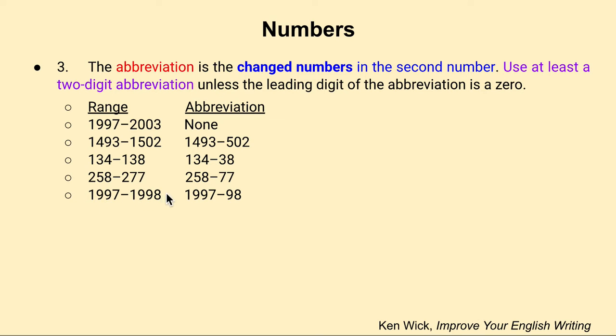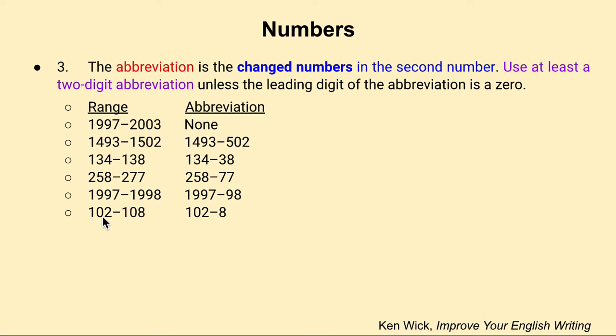1997 to 1998, you could write 1997-98. The change is just the last 2 digits. Or actually, it's just the last digit, but you need a 2-digit abbreviation. 102 to 108, so once again, the change is just the 8. And if you go back to use at least a 2-digit, it would be 08, but once again, unless the leading digit is a 0. So then you drop it.